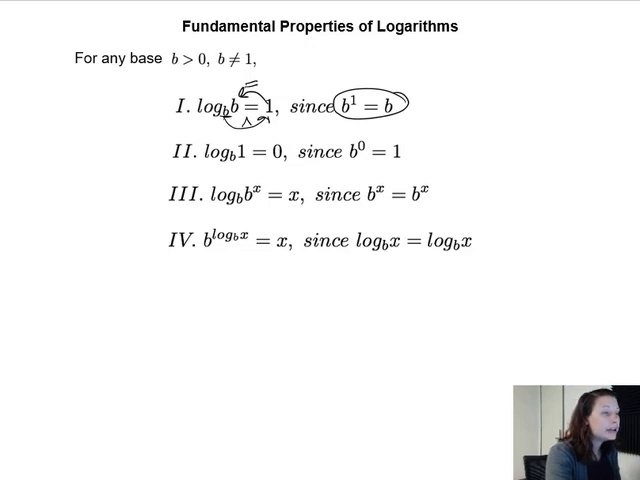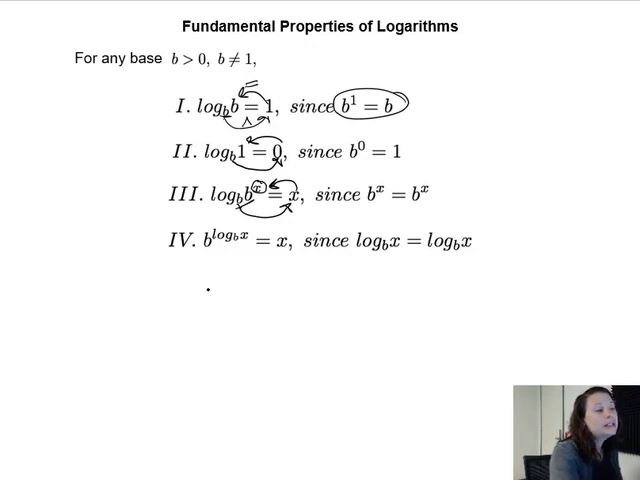Then the second one is log base b of 1 equals 0. Well, that's because, again, b to the 0 equals 1. It's circular. Anything to the 0 equals 1, so it doesn't matter what that base is. Then we have this one, same base, so they cancel out and the x is left. Or again, you can take b to the x equals b to the x.